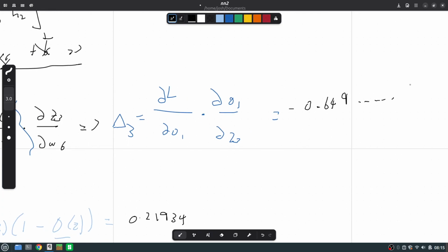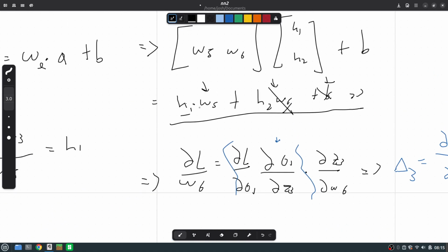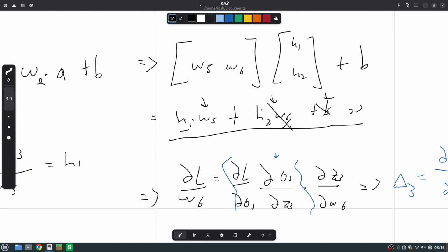Put in the entire thing. Please do this on your own, right? You have to do this on your own, I think, to understand what's going on. And now, once you have this value, you're going to multiply this by the partial derivative of z3 with respect to w6. Again, remember we had to define what this z3 value was, but this time it's with respect to w6.